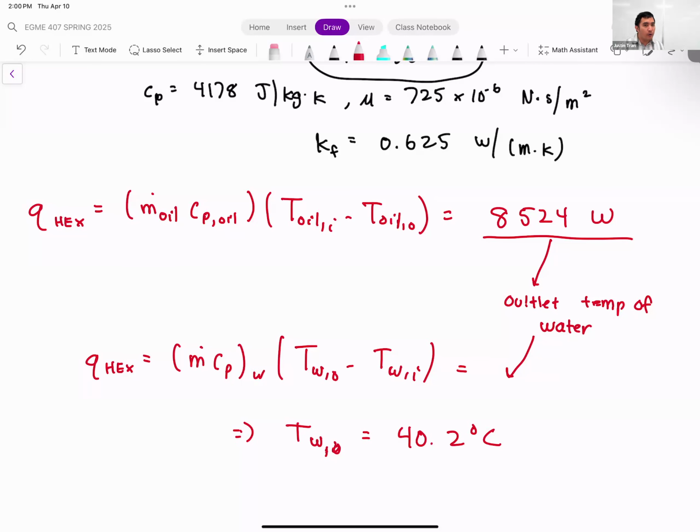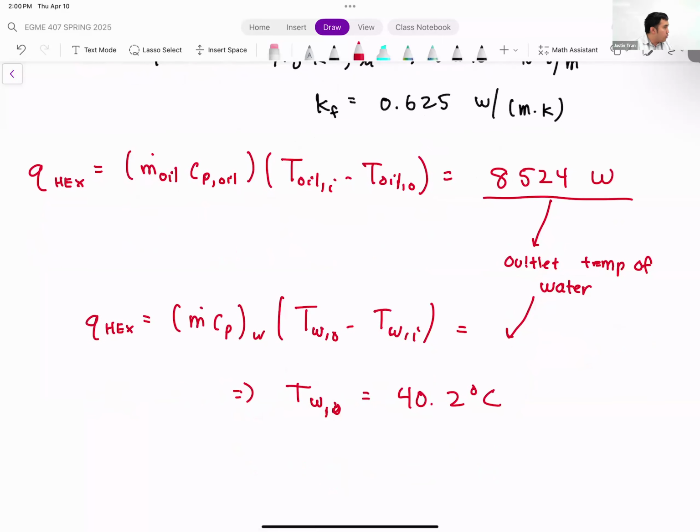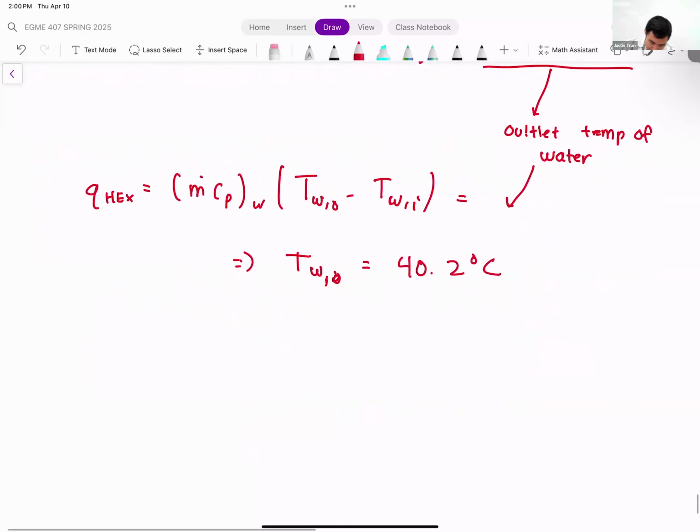So in this case, our selection for the film temperature of the water was a good one. The water heats up from 30 degrees C to 40 degrees C, so 35 is right in the middle. It's like I did this problem before, so I know exactly what film temperature to use. Okay, good. Now that we have Q hex and the outlet temperature of the water, we can plug these into our thermal circuit equation.